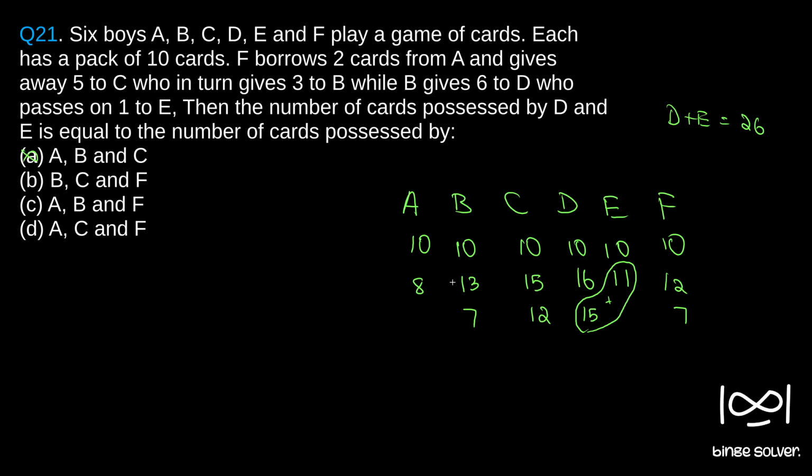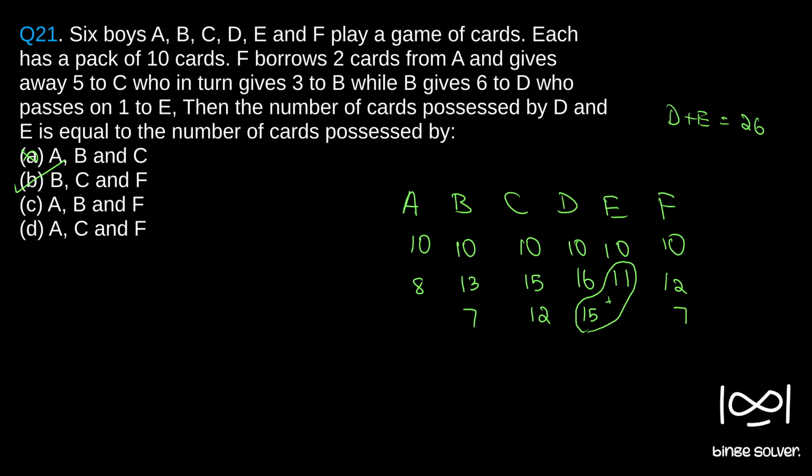So option B, B, C, F. B plus C plus F: 7 plus 7, 14. 14 plus 2, 16. So that is true. So the solution to question 21 is B, B, C, F. So in such questions, writing down the initial number of cards and processing each statement and marking it as we go on reading will make this a simple question, and we can find out the answer very fast. So the solution to question 21 is B, B, C and F.